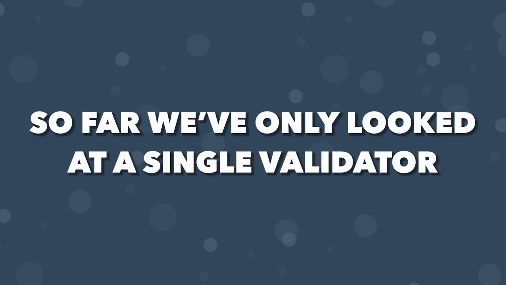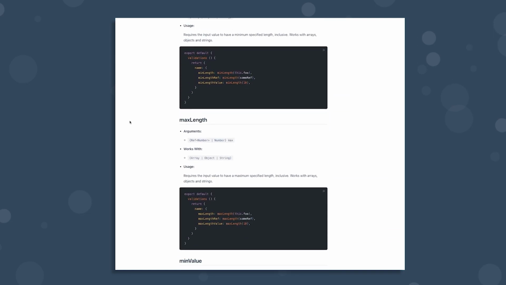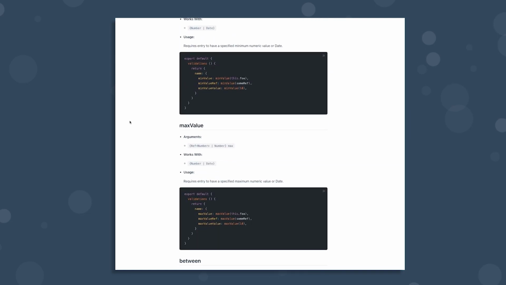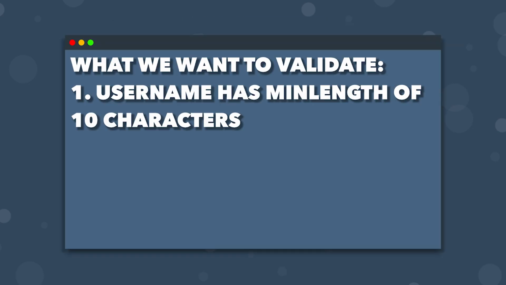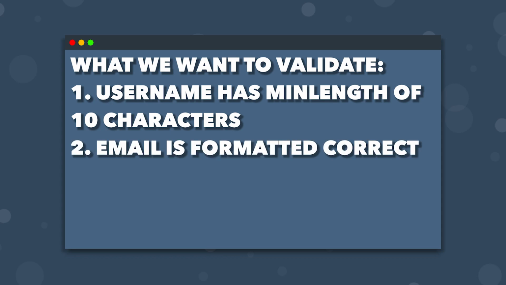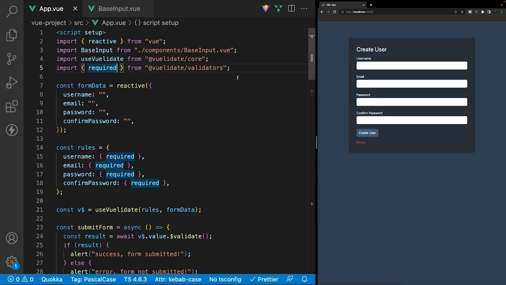So far, we've only looked at a single validator from this library, which is required. Vuelidate offers over 20 built-in ready-to-use validators. Let's take a look at a few more common ones we might use. For this form, we might want to ensure that a username has a minimum length of 10 characters, an email is actually formatted as an email, and also that the password and confirm password match. Vuelidate has built-in validators to support this.